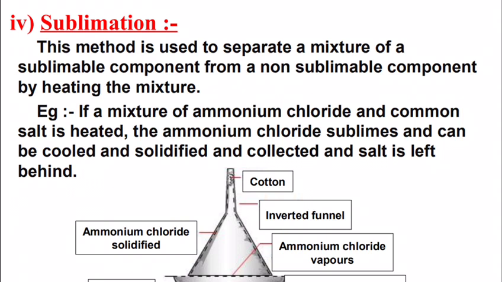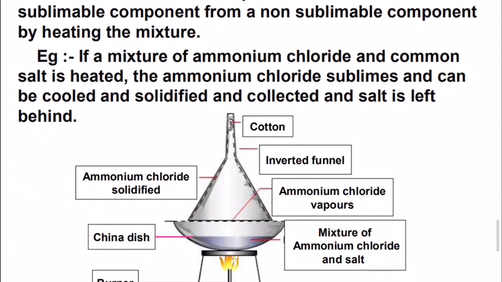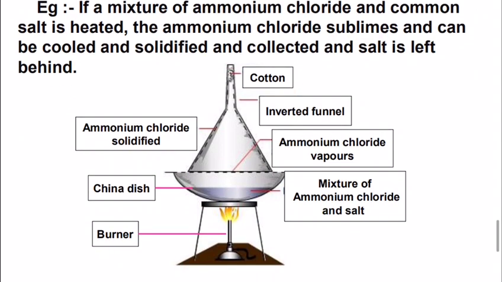Okay. Now, in this activity, in this method of separation, we will take a mixture of ammonium chloride and common salt. Now, this is the china dish. Let me show you the complete figure. This is the complete figure. You will take a china dish, which looks like a small bowl in the figure. This is the china dish.